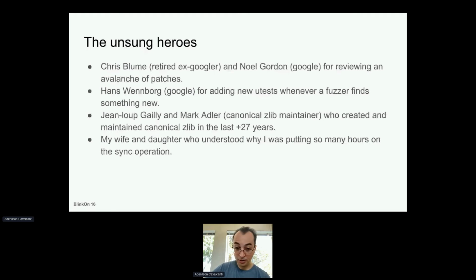I would also like to say thanks to Hans Weinborg, because he's always adding new unit tests whenever a fuzzer finds something new. And we should also remember Jean-Loup Gailly and Mark Adler, the canonical zlib maintainer, because they created and maintained the canonical zlib for the last 27 years for free. So literally it was a gift to the world. And I would like to see more people talking about those guys.